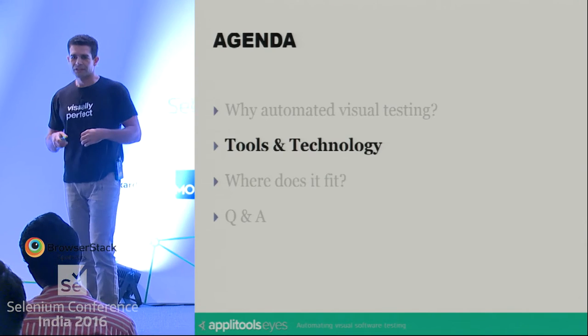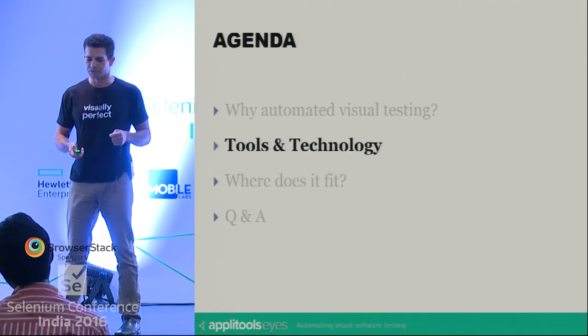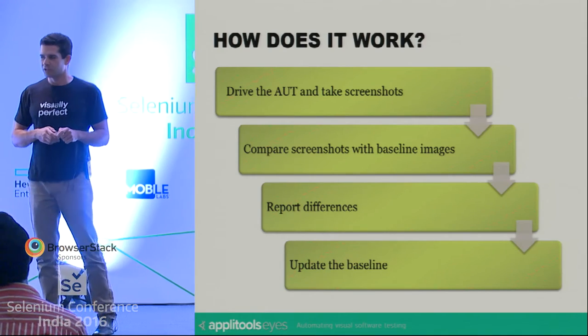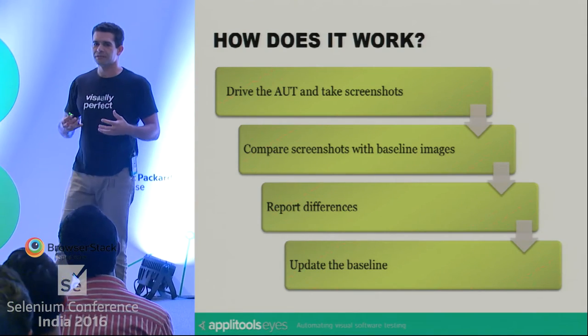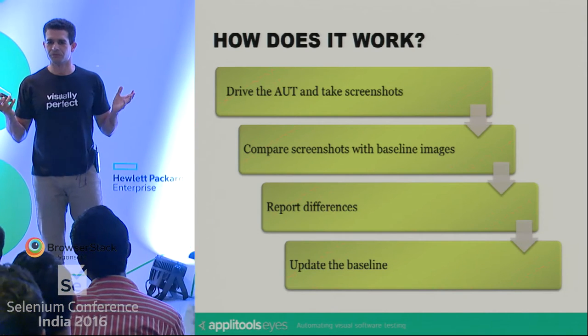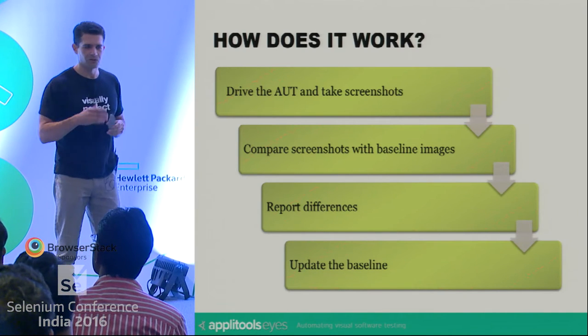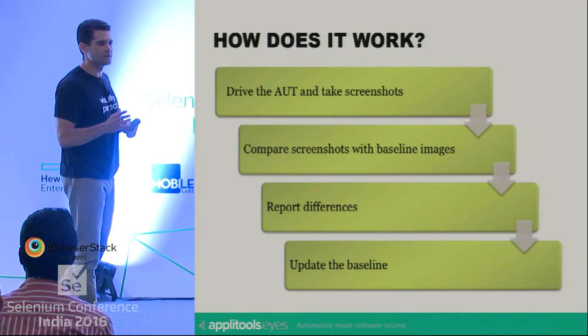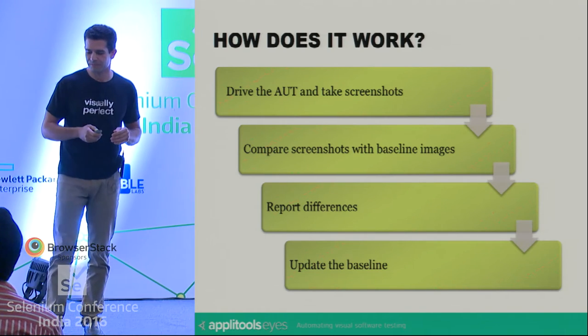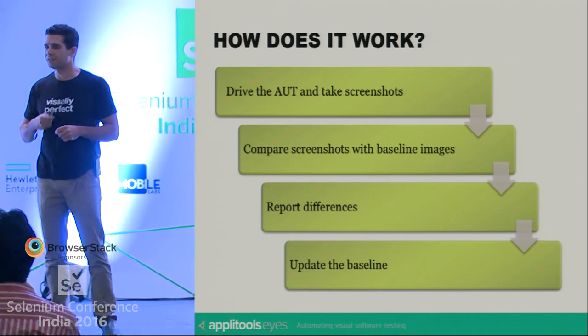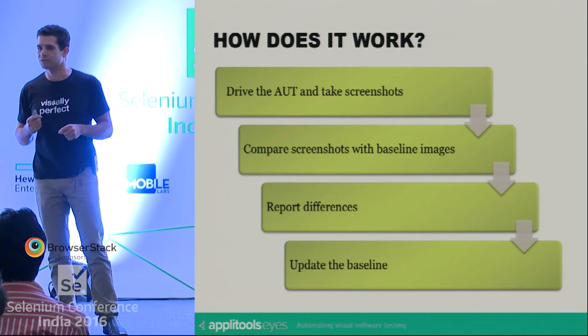So let's talk a little bit about the tools and the technology. There are over 30 visual test automation tools out there today. And they all share the same simple workflow that has four steps. In the first step, you drive the application under test and get screenshots.